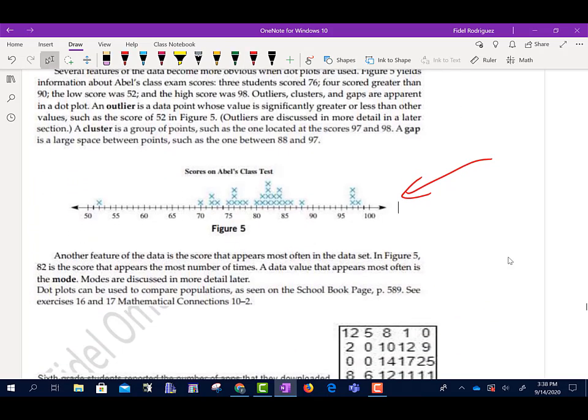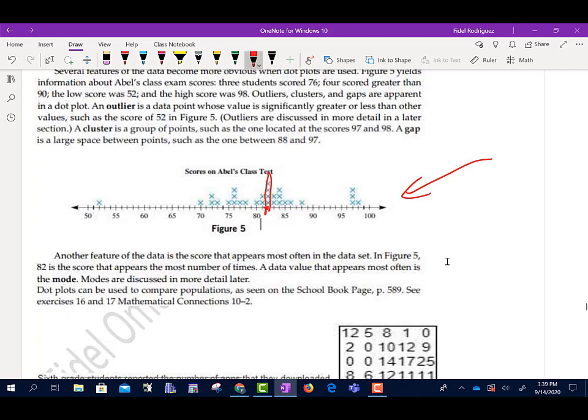Okay. All right. So it says another feature of the data is the score that appears most often in a data set. It appears at 82. Why 82? Because here would be 82. Let me get my pen going again. Sometimes it freezes. There we go. So here's 82. You can see that's the highest one. So that's going to be the mode, not the highest value, but the score that occurred the most often.